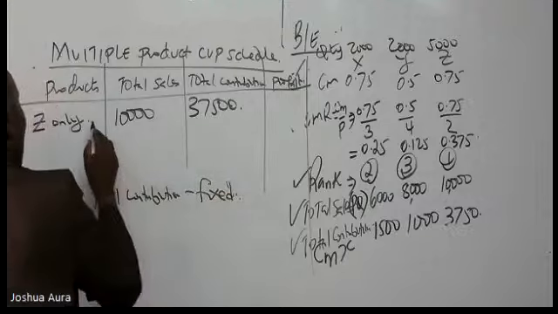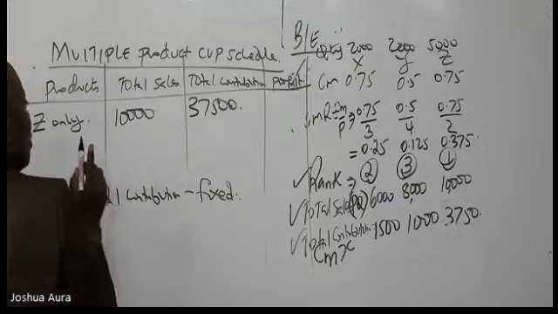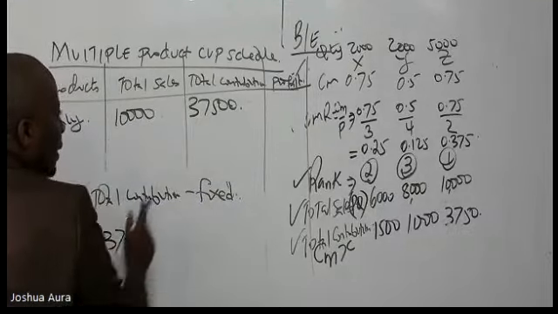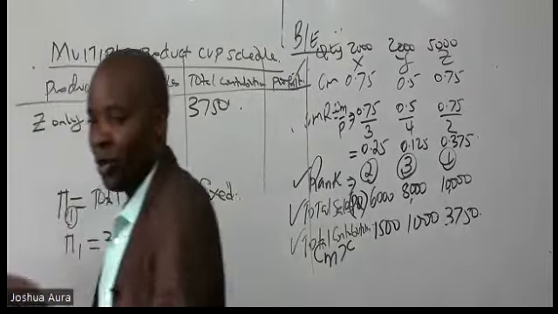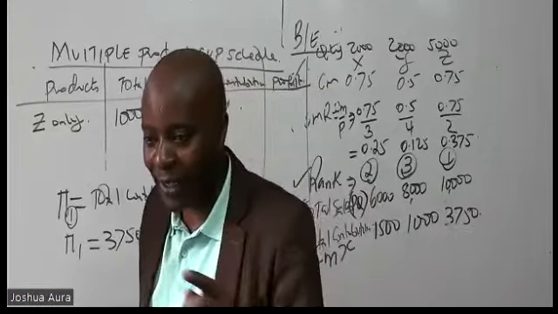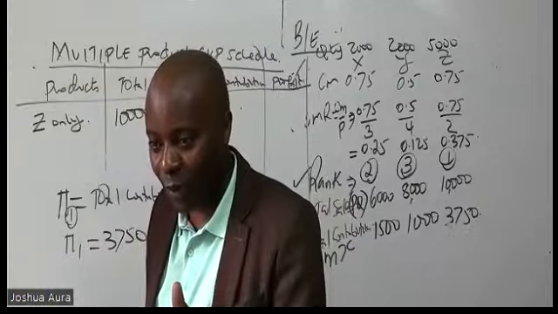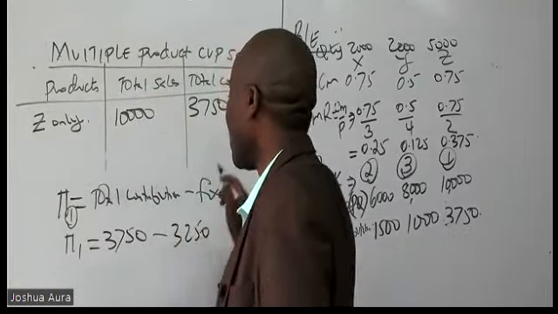So in this particular case, the first working year, the first profit will be total contribution, which is 3,750, minus the firm's fixed cost. Yes, I'm wrong there. The firm's fixed cost is 3,250, isn't it? The firm's fixed cost is 3,250.